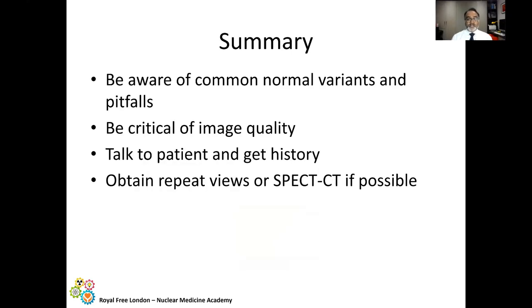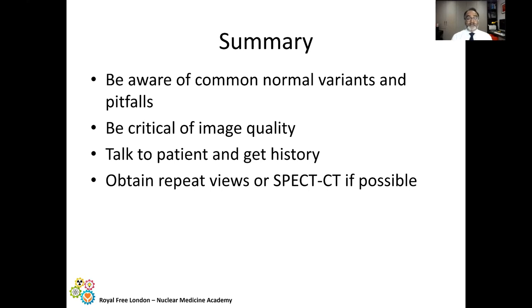So to summarize, I've been able to cover some of the common variants and pitfalls. I think the take-home message is you just have to be really critical of the image quality. Whenever you do a bone scan, you need to review the images carefully, look for sites of abnormal uptake, think about these common variants and pitfalls, and try and talk to the patient. If you see some abnormal uptake, talk to the patient and get a bit more of a history about it. Ask about any recent surgery. Ask if they've got pain associated with the lesion that you might be seeing.